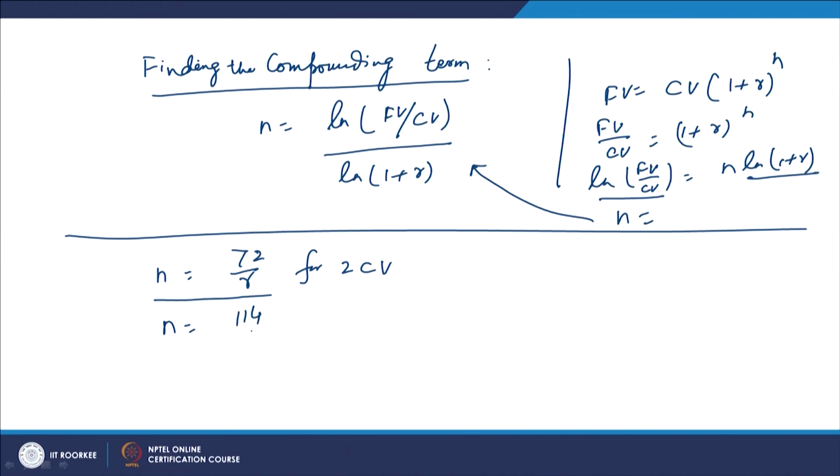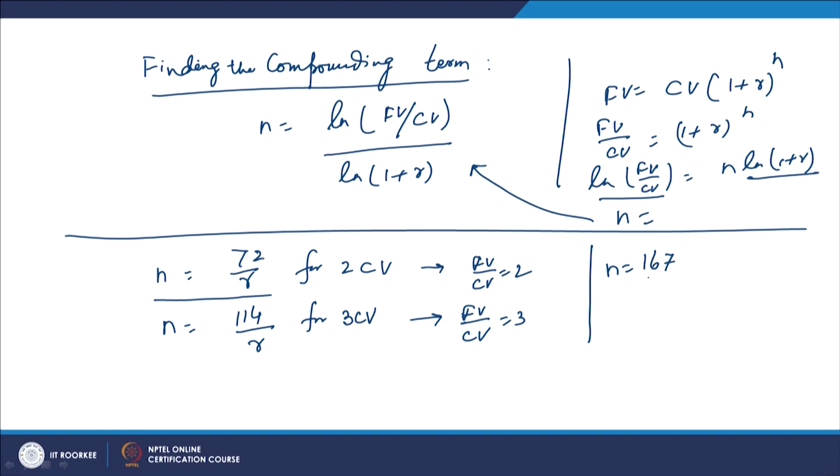If we want to triple our amount, so if 1 lakh is to be converted to 3 lakhs, the rule is n equal to 114 by r. This is for 3 times the current value, so the future value by current value ratio will be 3. In the earlier case Fv upon Cv was 2, and in this case Fv upon Cv is 3. These are basically the rules. If you are going further for 5 Cv, n will be 167 by r.